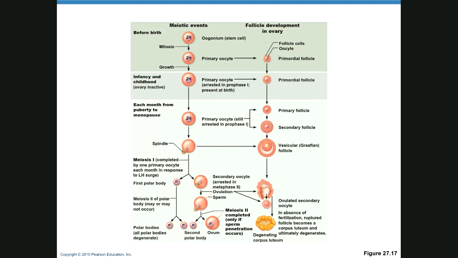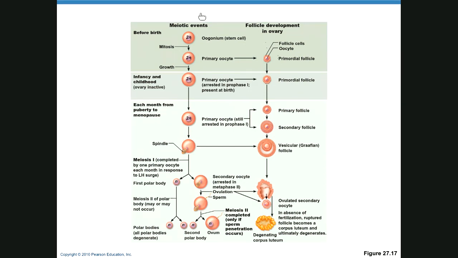Okay. So this is before birth. This side is the male, and this side is the female. We've talked about the male. I can't see, these are so small. In the male, you start off with 1 diploid stem cell, and you get 2 diploid stem cells, and then you end up with 4 good sperm.